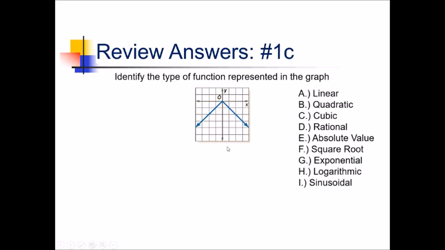Trying to identify this function type by the graph, the key feature here is that we've got this distinctive V shape. So that's definitely an absolute value function. No other function has that kind of shape. So that's choice E.